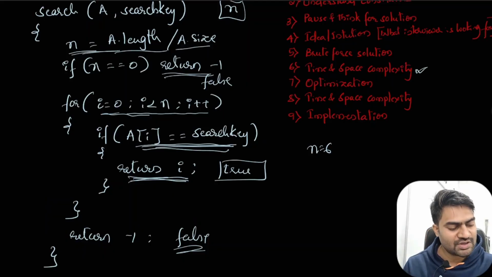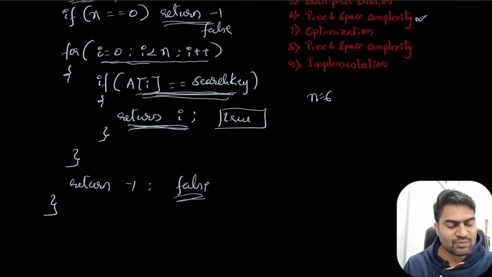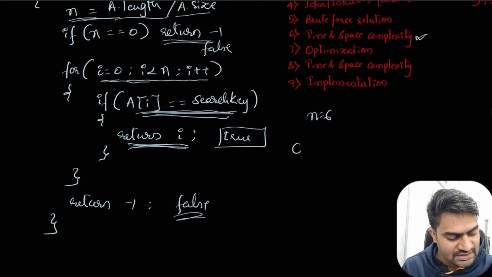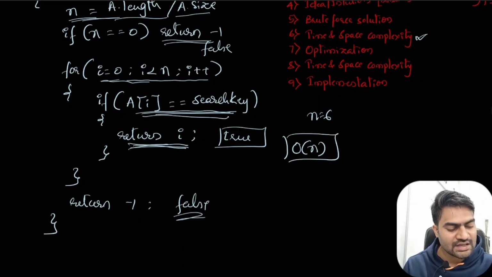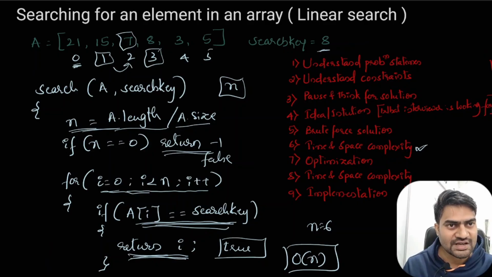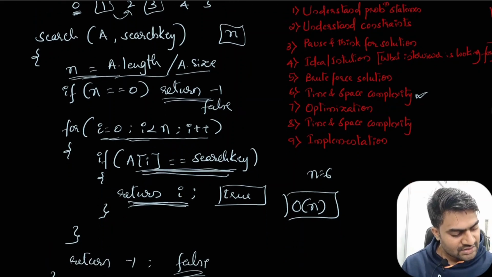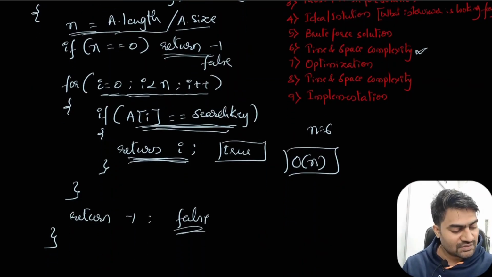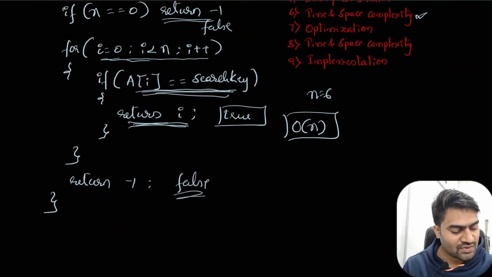Next step, we want to check the time and space complexity. So what is the time complexity for this particular code? It is of order n. Why? Because we don't know whether our element is at the beginning, at the end, or in the middle. In the worst case, we will have to iterate through the entire array to find the element. So that's why the worst case time complexity is of order n.